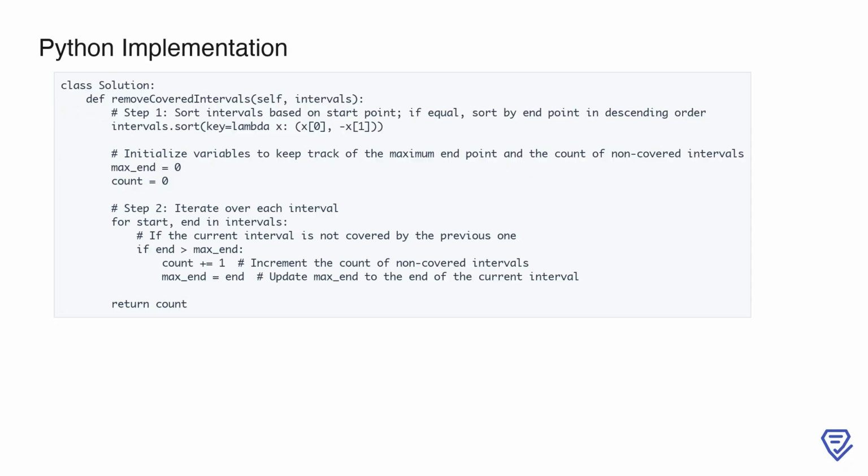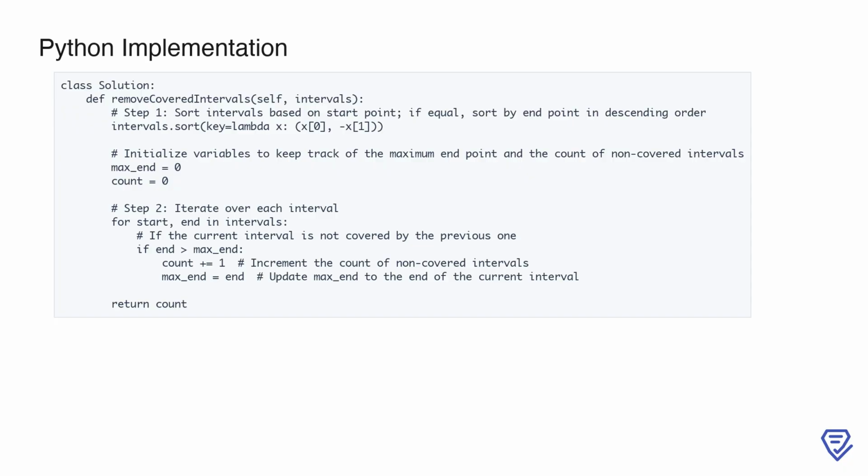The algorithm begins by sorting the intervals. Sorting is done first by the start points in ascending order and, in case of a tie, by the end points in descending order. This ensures that intervals likely to cover others are grouped together, making subsequent comparisons straightforward.